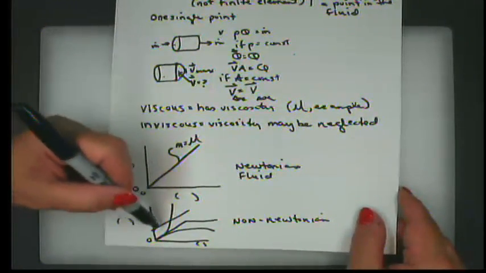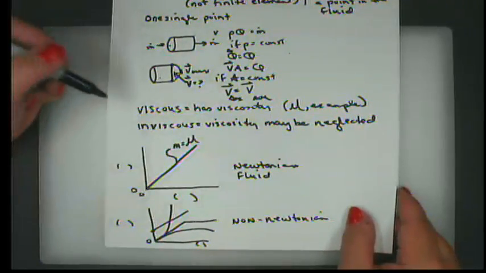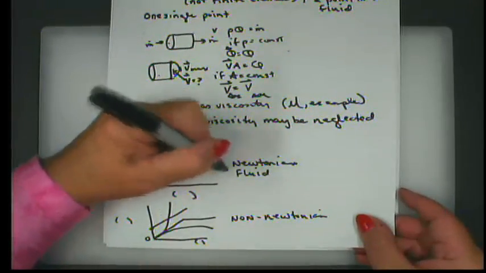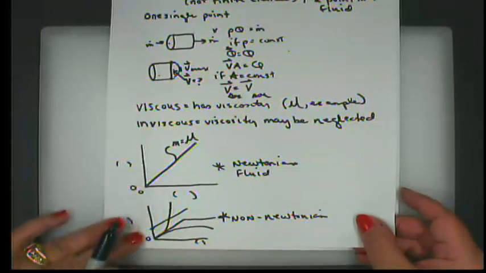In this case, we have a straight line, but it doesn't go through zero, so instead of just being m, we have a y equals mx plus b type equation, and so forth. All right, so by way of definition, Newtonian is just like this. Non-Newtonian is everything else.